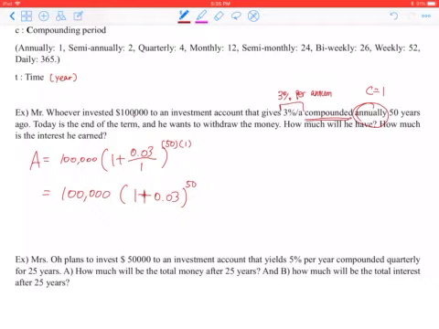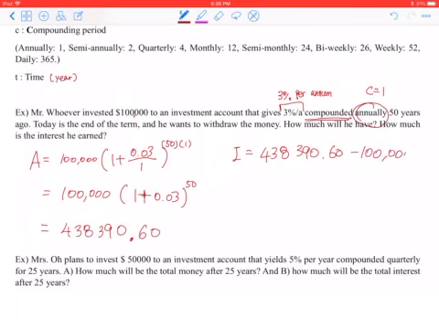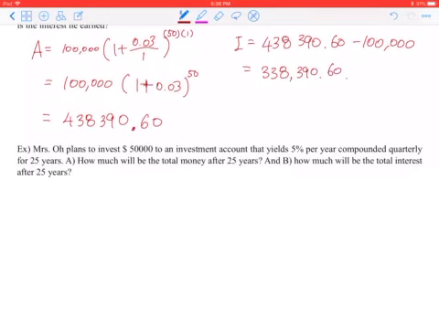So $100,000 times 1.03 to the power of 50. Now then, it gives me around $438,390.60. So the total amount after 50 years is $438,390.60. Your interest amount then will be the total minus the investment, the principal amount. So this becomes $338,390.60.